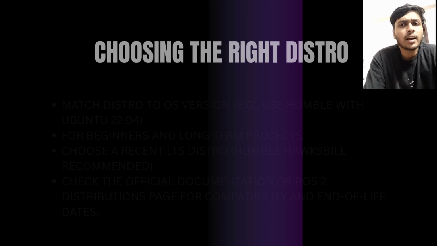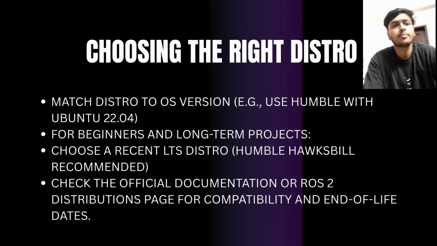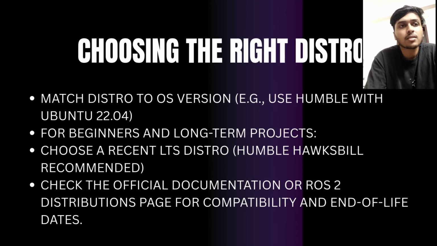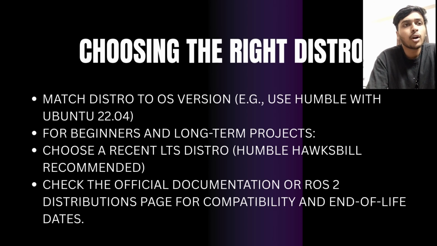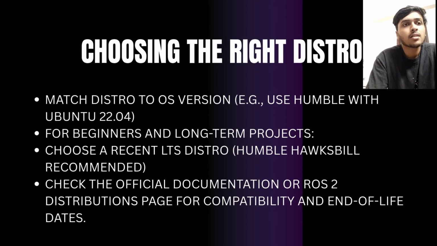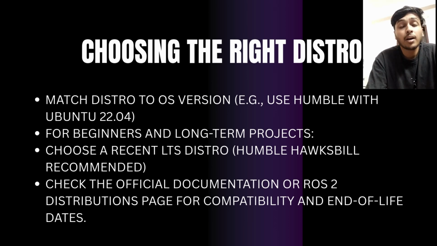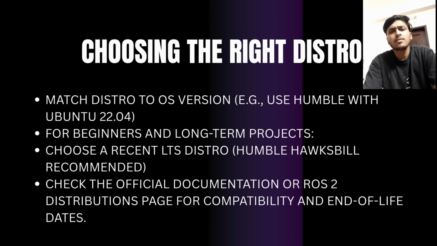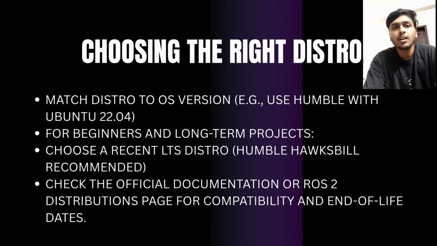So, how do you choose the right one? You might wonder. First, look at your operating system. Since I'm using Ubuntu 22.04, the best match is Humble, which is a long-term support distro. This means it gets updates, bug fixes, and community support for a lot of years. As far as I know, it's still 2027, so it has a long way to go yet.